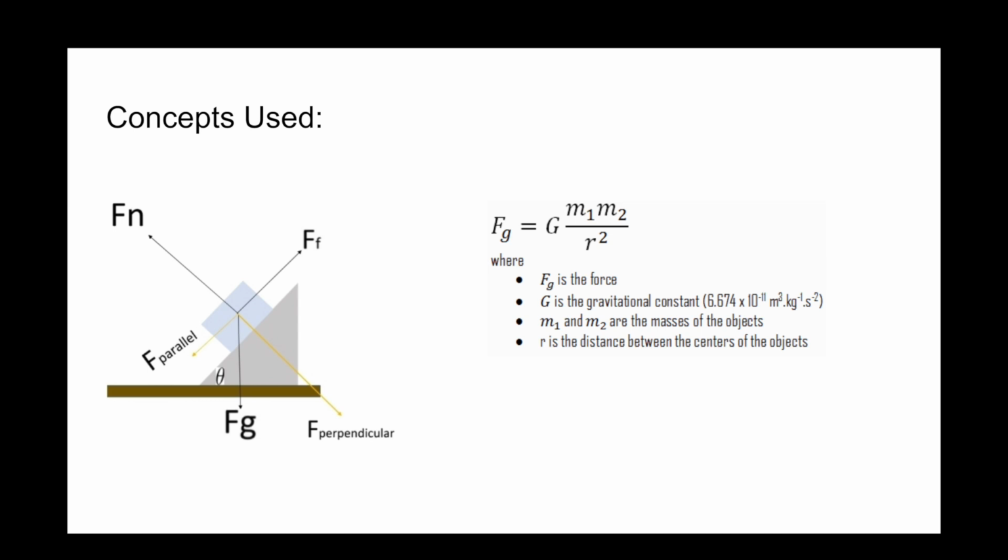And then on the right, that was used for part 2, where the universal gravitational force for an object in space is equal to the gravitational constant times the mass of object 1 times the mass of object 2 over the distance between the two objects squared.